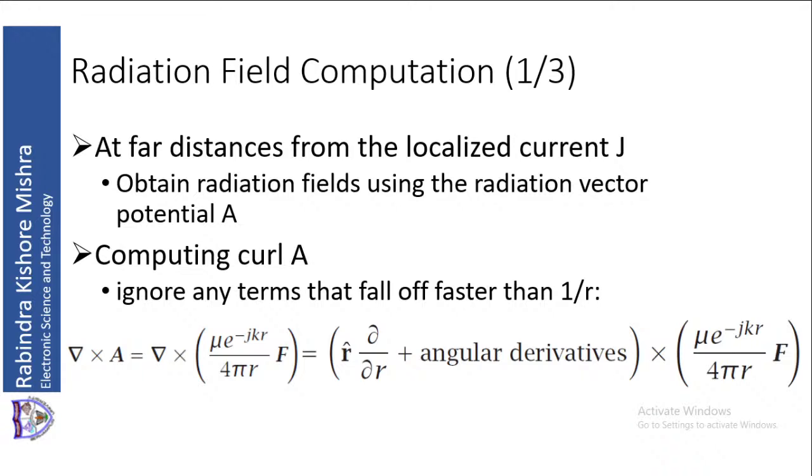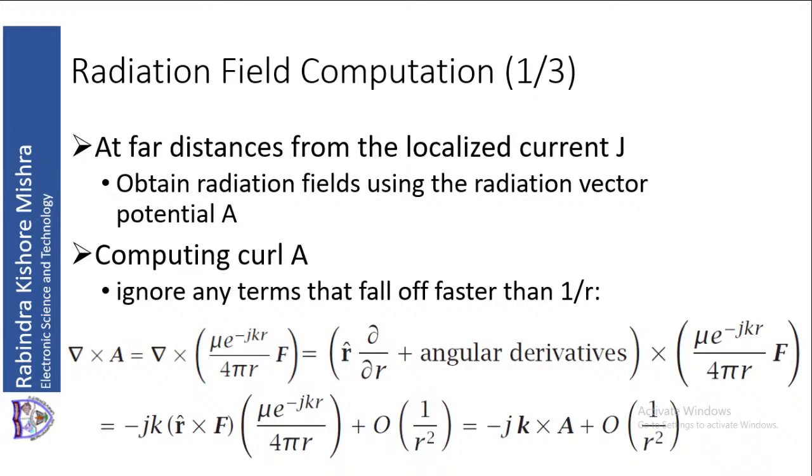Now curl, or del, is equal to R cap dou by dou R plus all the angular derivatives, that is, dou by dou theta and dou by dou phi terms. Then cross product with mu exponential minus jkR by 4 pi R into F. If I do that calculation, the first part will be R cap cross F.